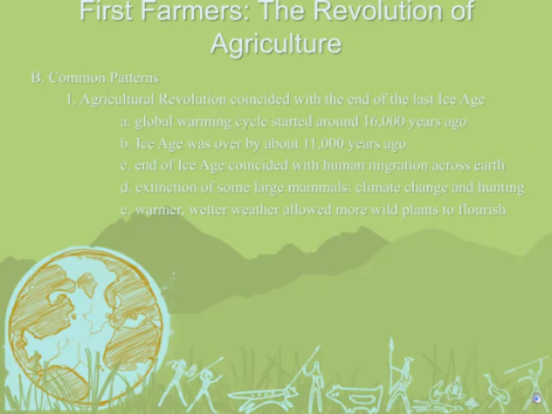All right, the agricultural revolution coincided with the end of the last ice age. We're going to have things starting to warm up, which is going to increase certain types of plants being able to grow. And of course, this is going to be increasing your migration that we talked about in chapter 1 as well.